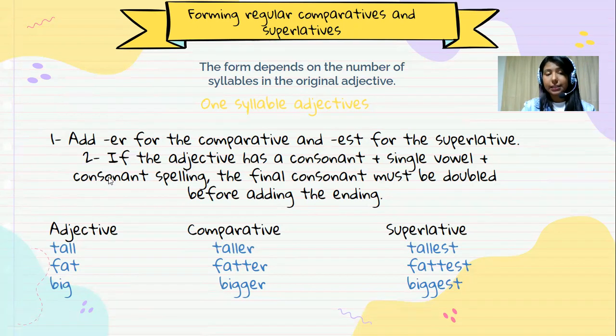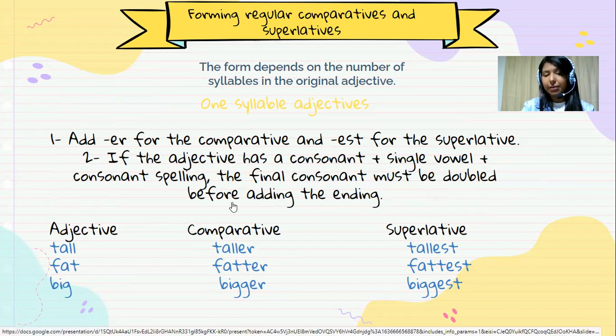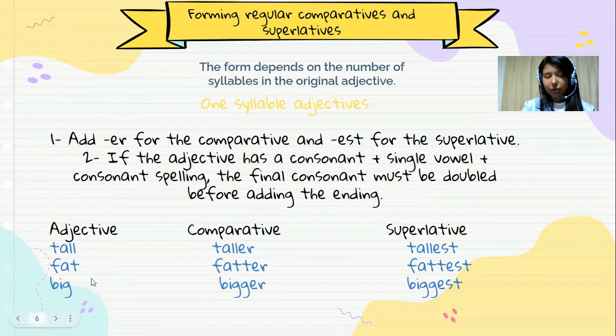Then we have the second rule: if the adjective has a consonant plus a single vowel plus consonant spelling, the final consonant must be doubled before adding the ending. Okay, as you can see in this example, we have fat. That is, you have to double the T and then you add the -er. That is fatter and fattest. That is the same rule. Just instead of -er, we use -est at the end of the adjective to create the superlative form.